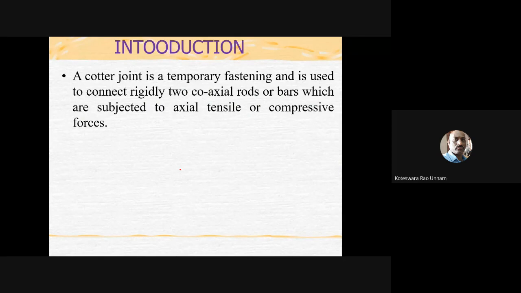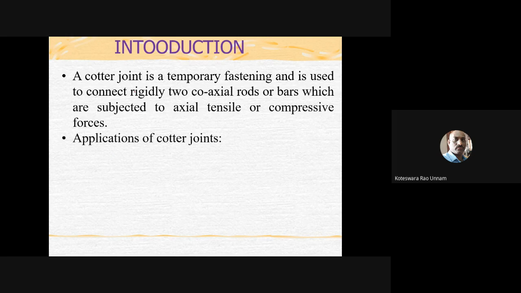So these cotter joints are temporary joints which are used to connect two rods which are coaxial, and which are subjected to only an axial load. The axial load may be either tensile load or compressive load.